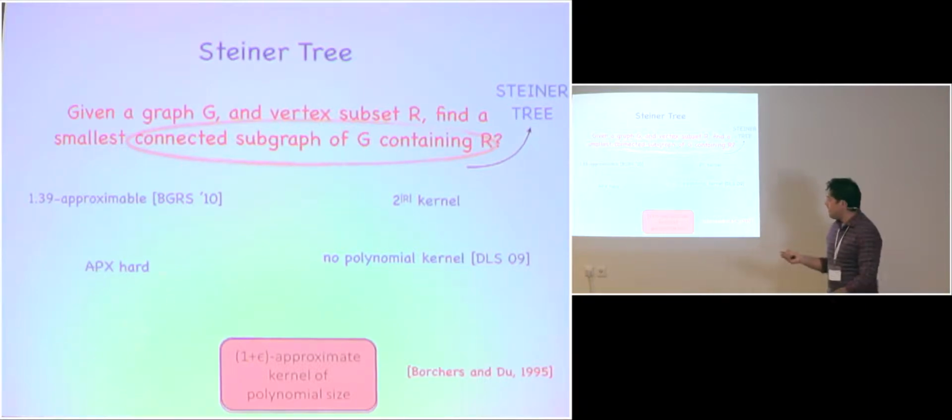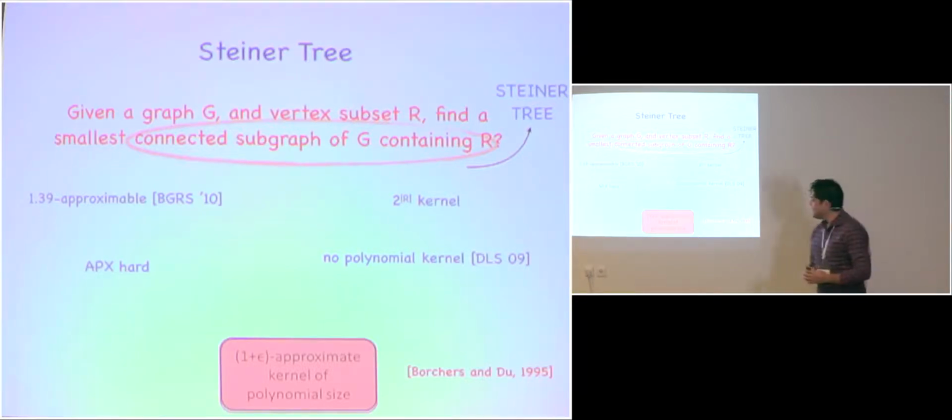Now, this problem has a constant factor approximation, but you know that you cannot have a PTAS. And if you parameterize it by the size of R, which is the size of the terminal set, then there is a 2 to the |R| size kernel. And unless some bad things happen, there is no polynomial kernel. But does this stop us from asking the question whether there is a 1 plus epsilon approximate polynomial kernel for every epsilon? Nope. This is a very valid question. And it turns out the answer is yes. And if you notice the year over here, it's not 2017, it's not 2007, it's actually 1995.